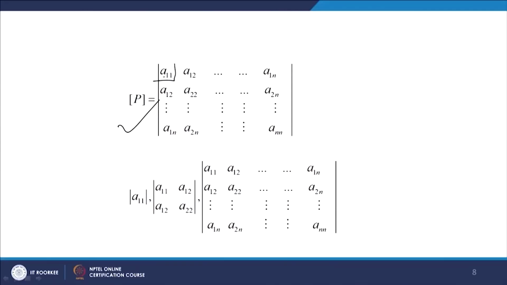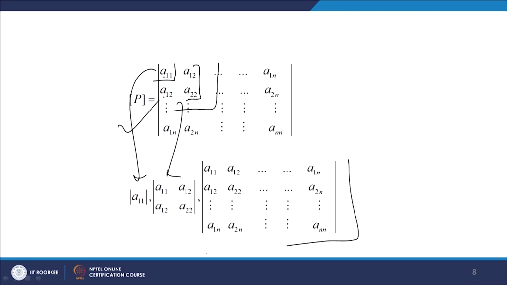For example, this is a P matrix, nth order matrix. Now, we have to determine the leading principal minors. So, which are the leading principal minors in this case? Here let us say A11, this is the first one, then A11, A12, A12, A22, this is another. See, this is A11 here showing, and it is like this, and similarly we can go for the third principal minor, fourth, like this, and finally it is the complete determinant.